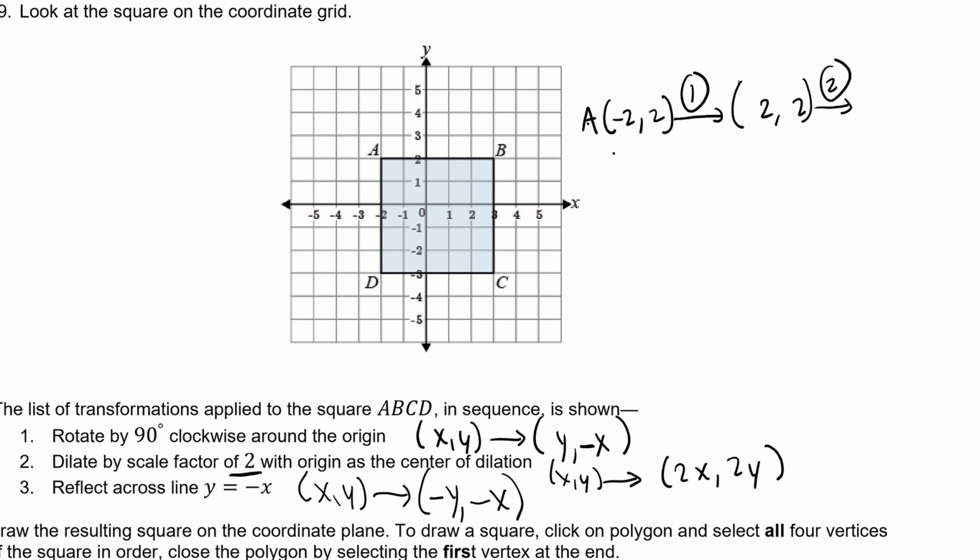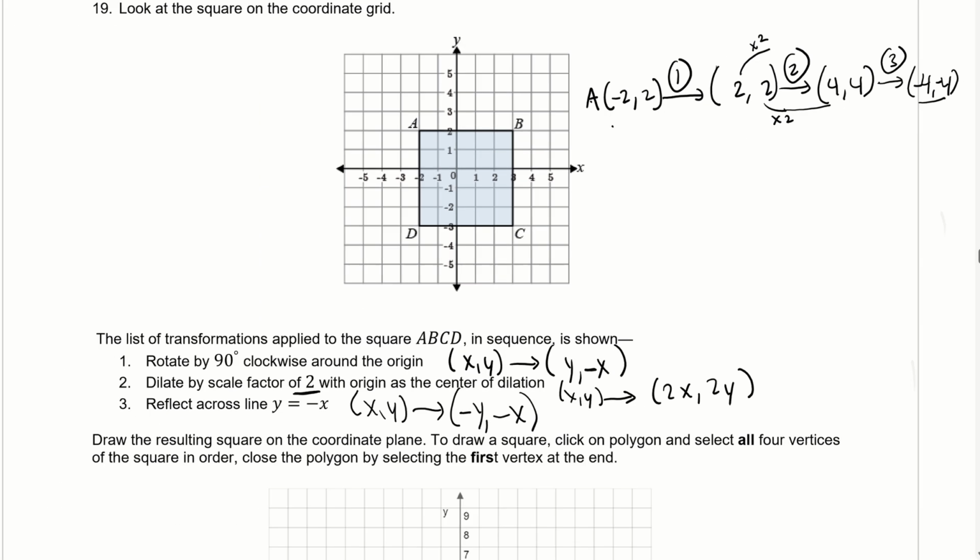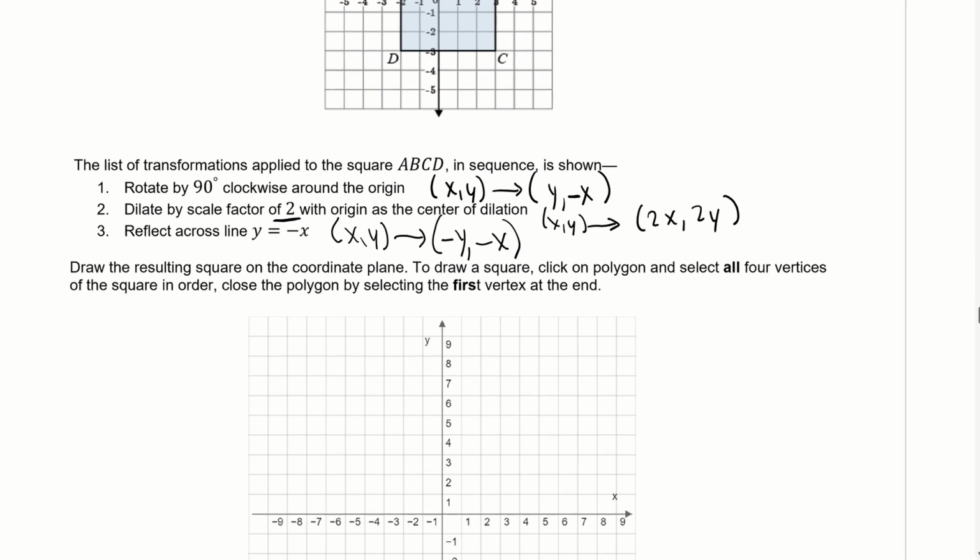The second transformation, you're going to multiply each coordinate by 2. So we got 2 times 2, and then 2 times 2, right? 2 times 2 is 4, 2 times 2 is 4. All right, then I'm going to do the last transformation, number 3, which is you switch, then negate the coordinates. So switch them, then negate them. So negative 4, negative 4. So that's going to be point A, negative 4, negative 4.